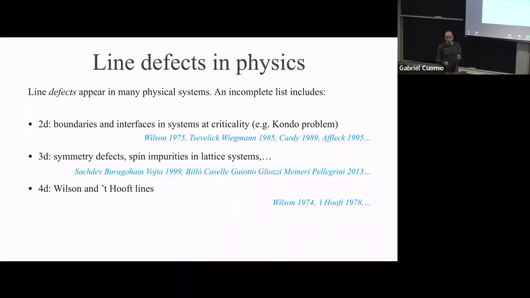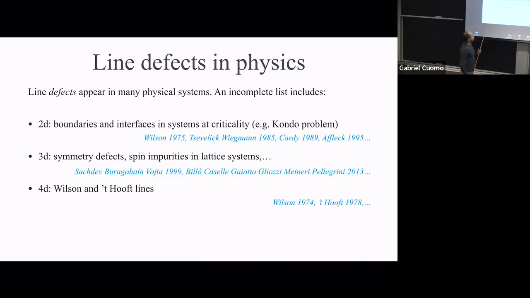Famously, the Kondo problem, which describes an impurity interfacing between two sides of a material, led Wilson to the development of the renormalization group. Before all the statistical methods we studied, Wilson was motivated by the Kondo problem in 2D. It also led to many developments in integrability. In three dimensions, symmetry defects and spin impurities are typical examples. A spin impurity is what happens if you replace one atom of a material layer with a doping atom, and it's extended in time, so it's a line defect.